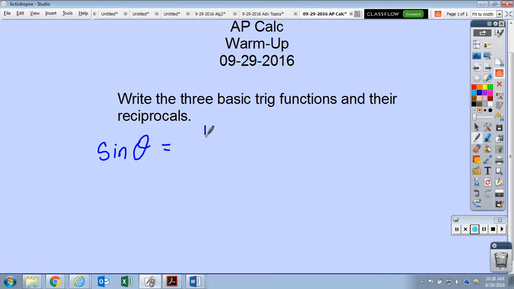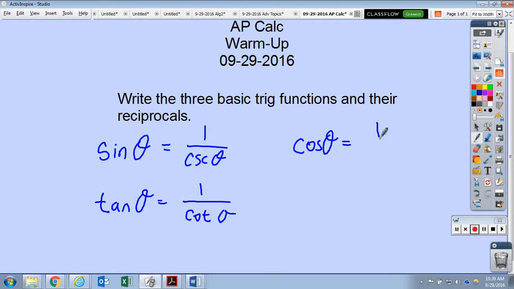So sine of theta, its reciprocal is cosecant. The tangent of theta is equal to 1 over the cotangent of theta. And we have cosine of theta is equal to 1 over secant. Because on top it would be sine over 1, and instead it's 1 over 1. So here are the 3 basic trig functions and their reciprocals.